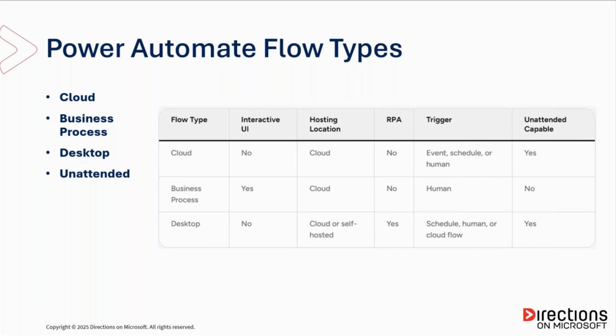And they use that RPA, that robotic process automation that I described in the previous slide. Now, cloud flows and desktop flows can run unattended, either locally on a Windows server or Windows client computer, or on a VM. They can also be hosted by Microsoft in a VM in a Microsoft data center. And the chart here summarizes the characteristics for each of these types of flows.